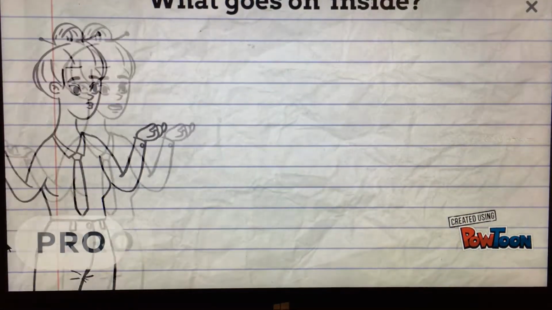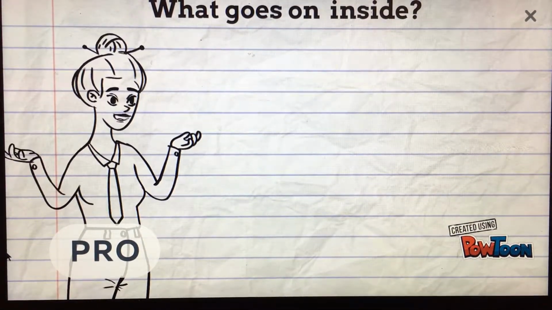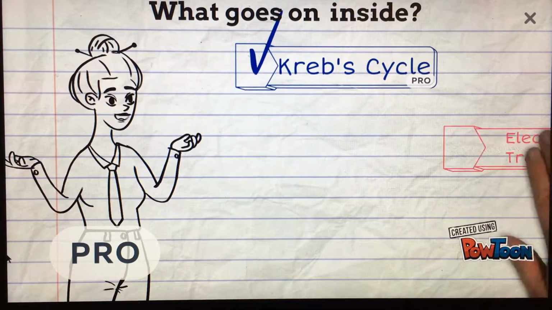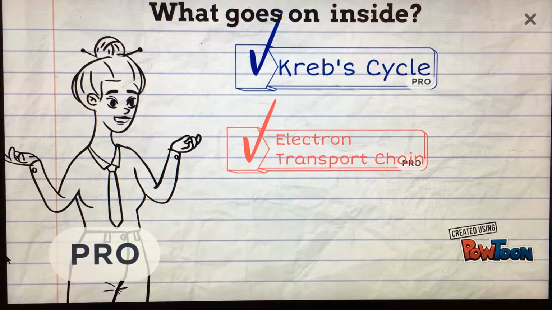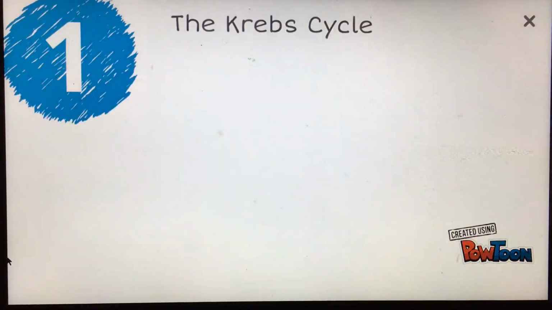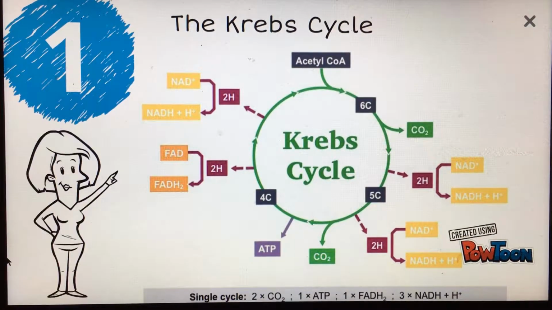What's going on inside? The mitochondria has three major functions in cells: the Krebs cycle, electron transport chain, and chemiosmosis. Krebs cycle, also known as the citric acid cycle, is the complete breakdown of glucose-carbon skeleton. It happens in the mitochondria matrix.